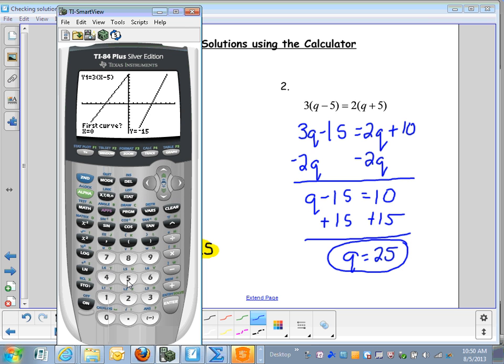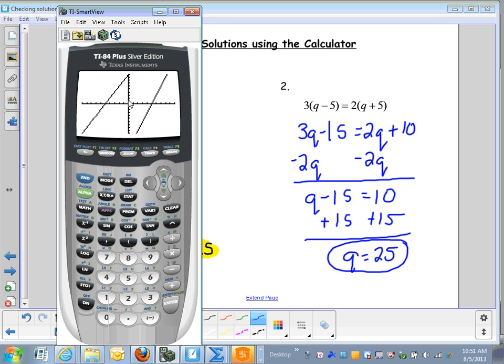So now I have my standard screen. But in this instance, my solution, or the point of intersection, is outside this viewing area. So watch what happens. I'm going to hit enter 3 times. 1, 2, 3. And it's going to say there's no sign change. It's going to give me an error because the lines are not intersecting inside this viewing area.